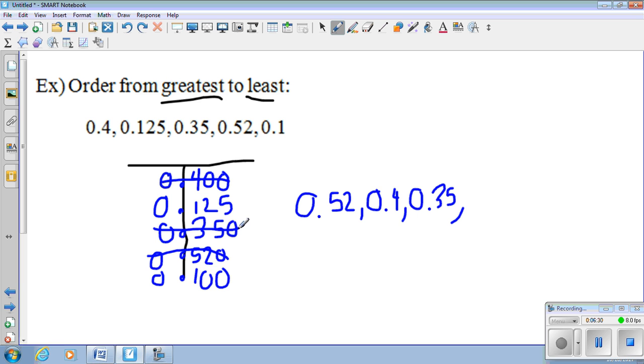Now I get to the tricky part. I have a 1 and a 1. It does still matter where these go, because if I go to the next place value, I have a 2 and a 0. So my biggest one is the one with a value in the hundredths place. So that would be 125 thousandths.